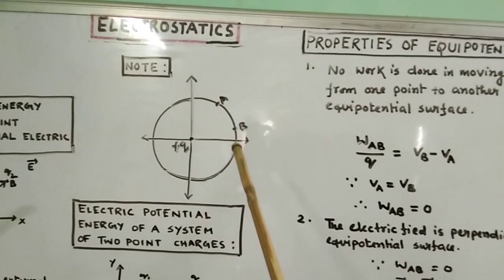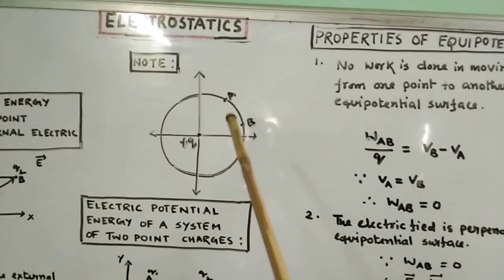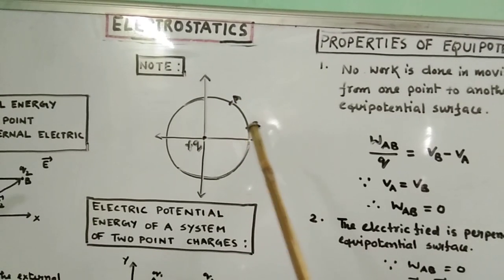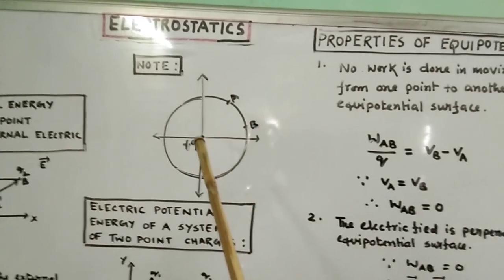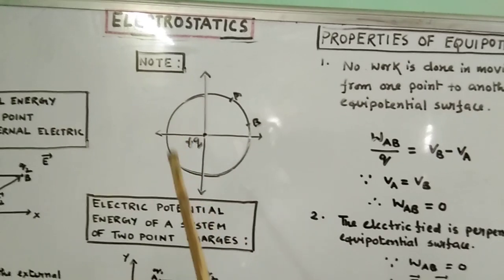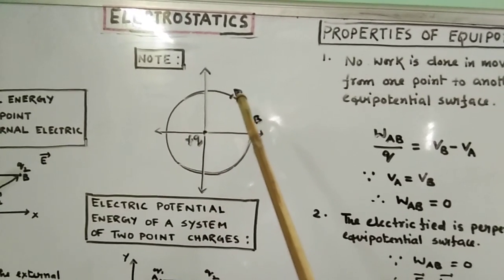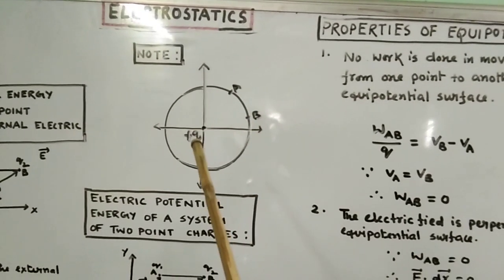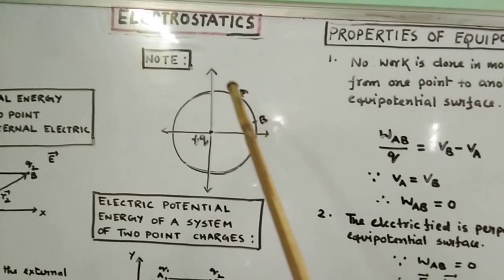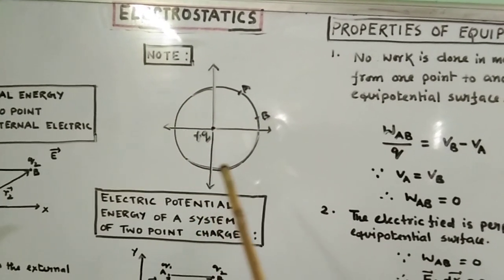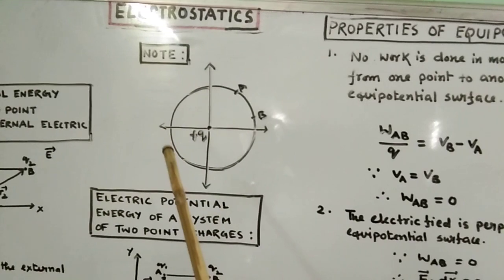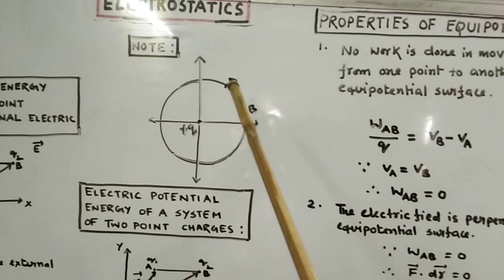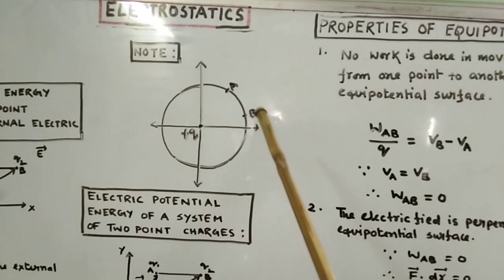Now, at the points A and B, the potential is the same. Why is the potential the same at A and B? Because the expression for the potential is V equal to KQ by R. So Q is the same for both point A as well as point B. Distance is the same because it is a circle, so the radius is constant. So V is the same at A as well as at B, because R is the same, charge is the same, and K is already constant. So for a point charge, the equipotential surface is spherical or circular in nature. The potential is identical at A and B.